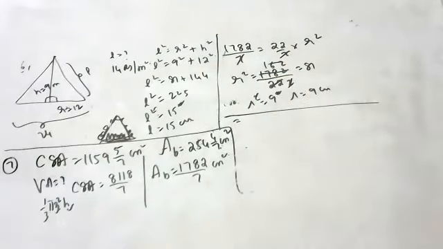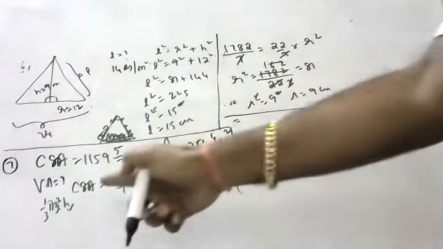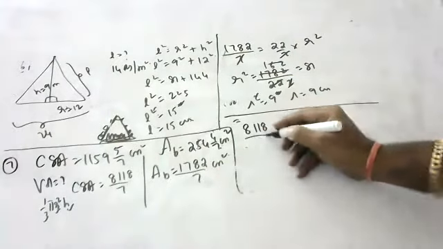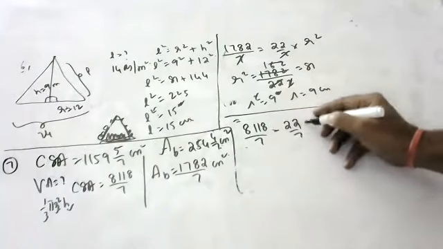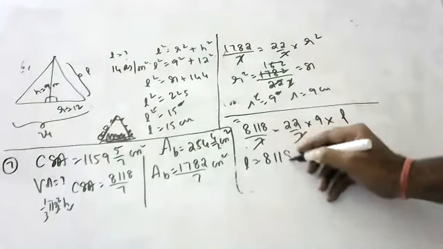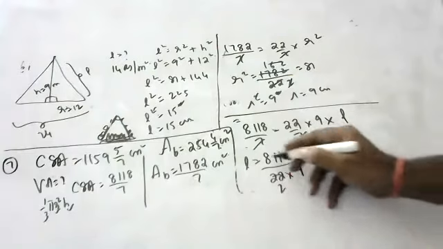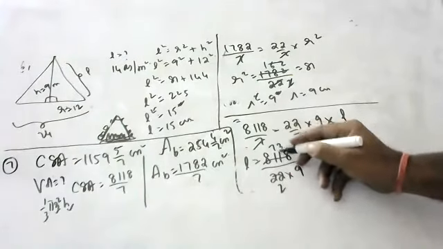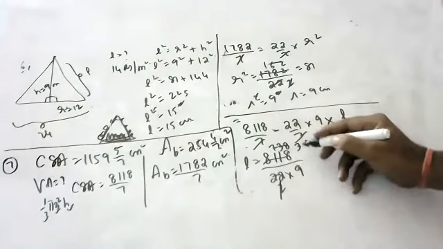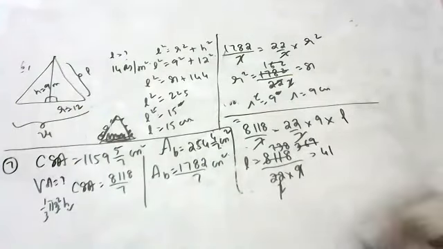Radius is 9. After getting radius, we also want height. Directly height you won't get. From here you have to find slant height. Pi RL, sir. 8118 by 7 is equal to pi RL. 22 by 7 into 9 into L. So L is 8118 by 22 into 9, which is 41. Slant height is 41.